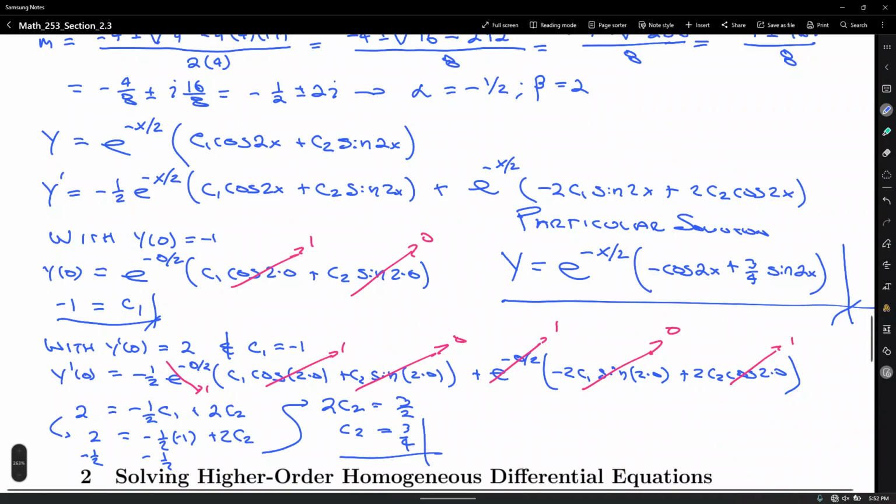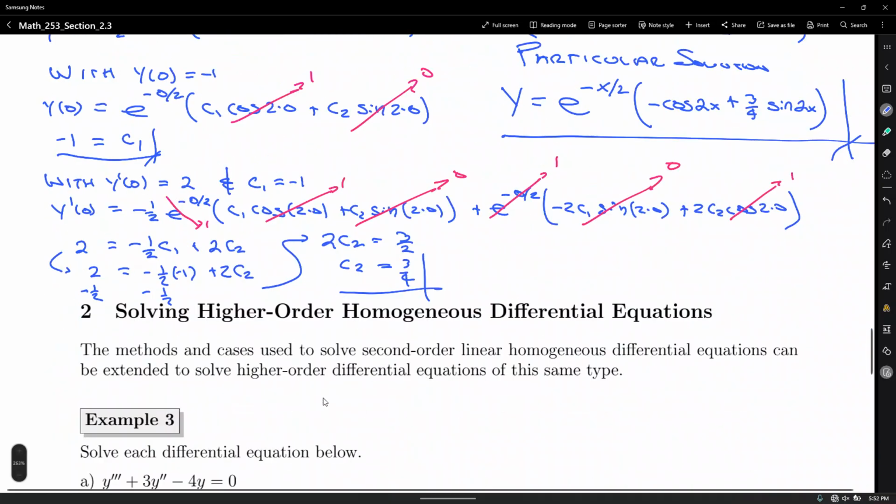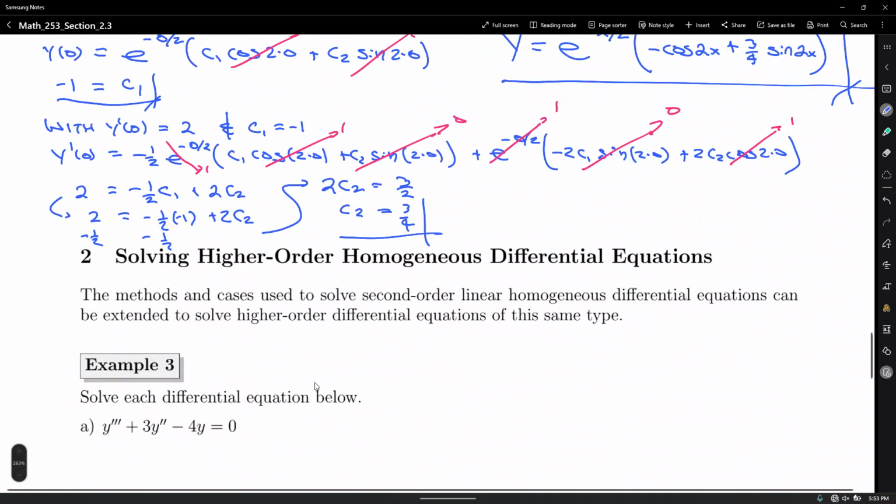Now think about the 3 by 3 system, the c1, c2, c3. We're going to do one of those with 3, of course. So wake up, wake up. Oh, actually, speaking of the devil, that's the next topic. All right? Solving higher order homogeneous differential equations.